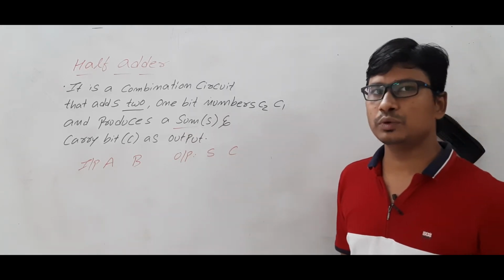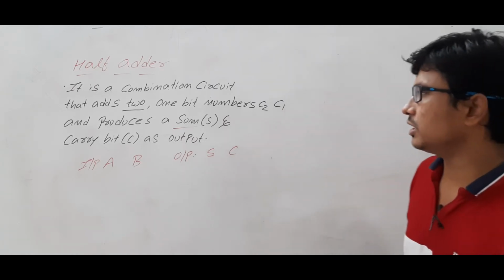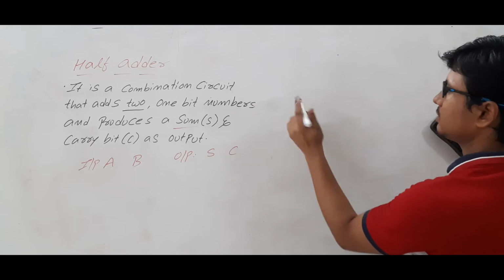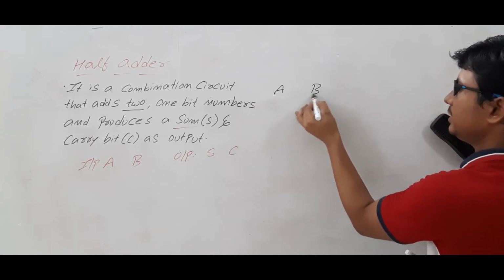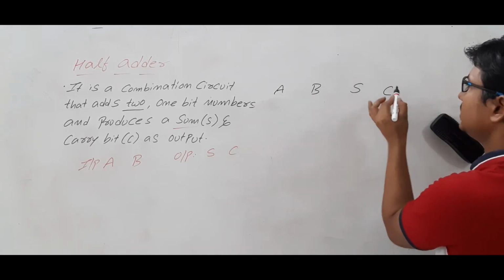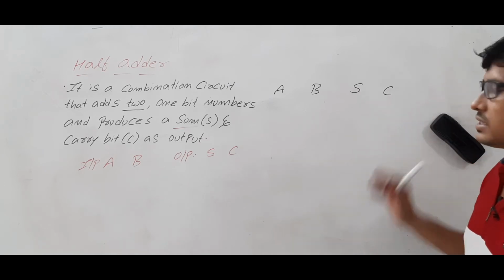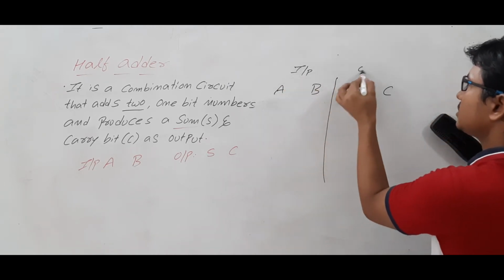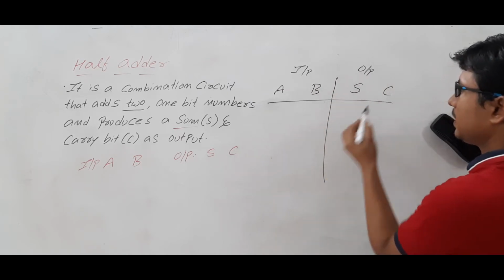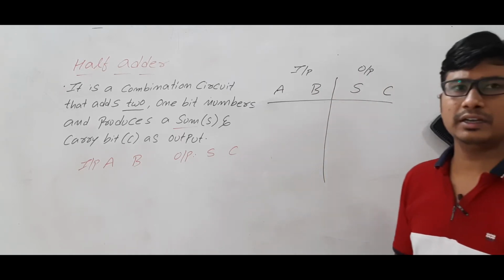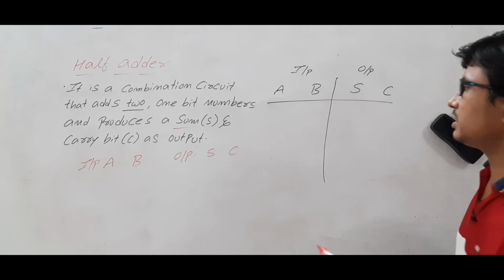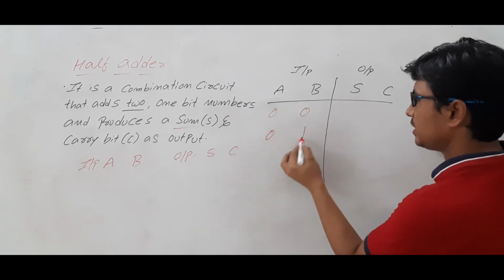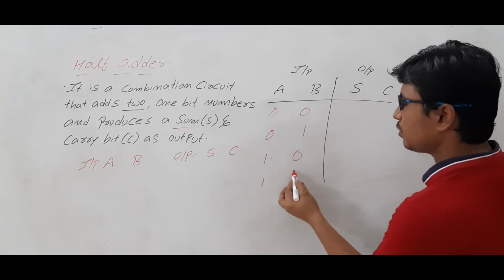Is it clear? That is step 1. What is step 2? You have to construct the truth table. Let me construct the truth table. A and B are the inputs, and the outputs are the sum S and the carry C. This is my input and this is my output. Now, if you have two binary variables, how many combinations will you get? You will get 4 combinations: 0 0, 0 1, 1 0 and 1 1.